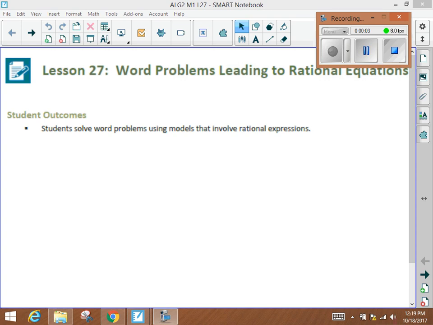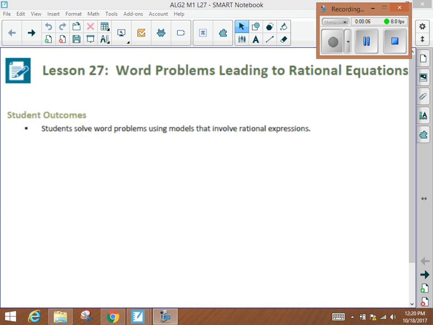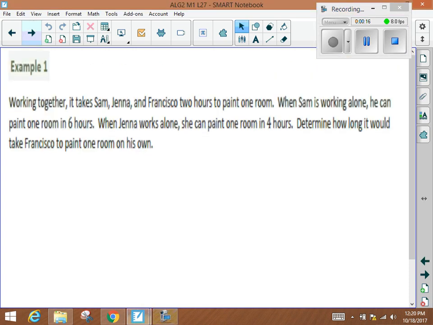Hi, and welcome to Lesson 27, word problems leading to rational equations. So yes, it does say word problems. It's going to be okay. Let's dive right into it with some word problems.